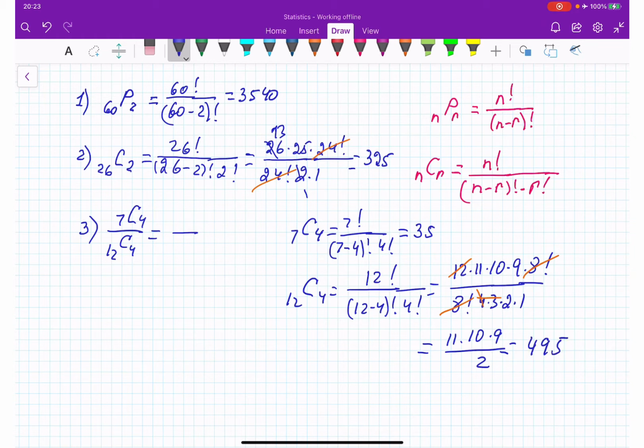So as a result, we are going to get 35 over 495. Yes, let me divide it. 35 divided by 495, and we get 0.071.